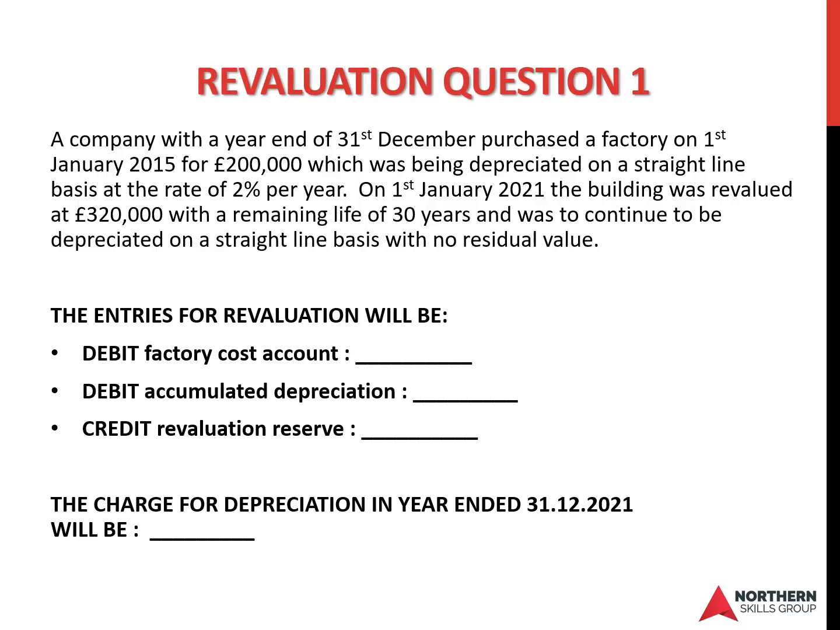So here's the first revaluation question. We've got a company with a year end of 31st of December. They purchased a factory on the 1st of January 2015, depreciated on a straight line basis of 2% per year. In January 2021, the building was revalued at £320,000, and it was estimated that there were 30 years left and the building was going to be depreciated over that period on a straight line basis with no residual value.